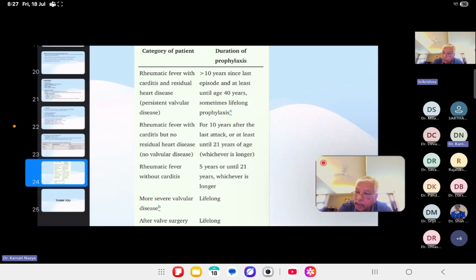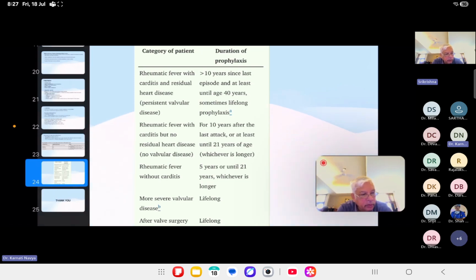You have done a double valve replacement. Both the aortic and the mitral valve are replaced. So there is no chance of further involvement. So in such a situation, what do you do? If it's a single valve, you have to continue as the criteria said, 40 years or 10 years till the last attack, and many a time you continue for lifelong. So in double valve, when there is no chance of a reinfection of the valve, so you have replaced both the valves, so it doesn't matter.